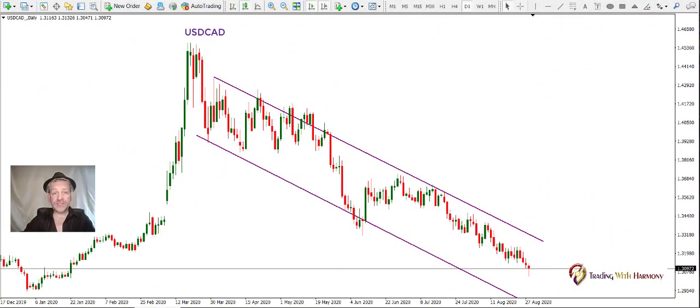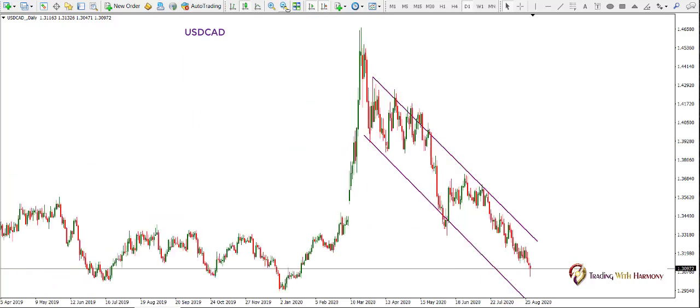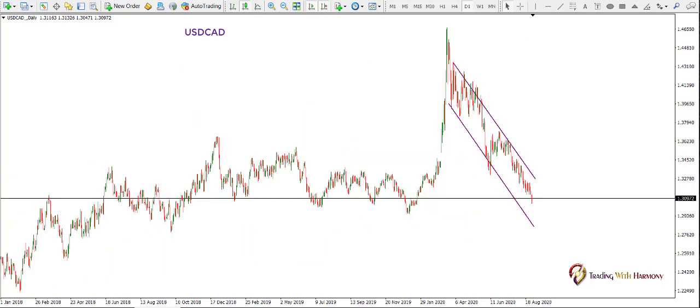So we can see here that we are in this descending channel. And on Friday we ended up coming down to a lot of support levels down here at this level.